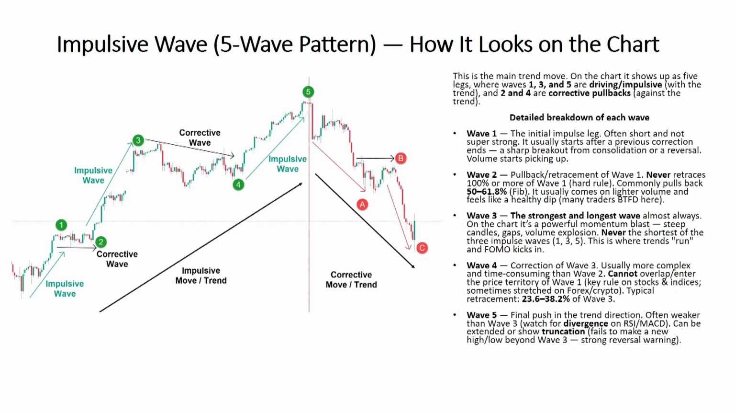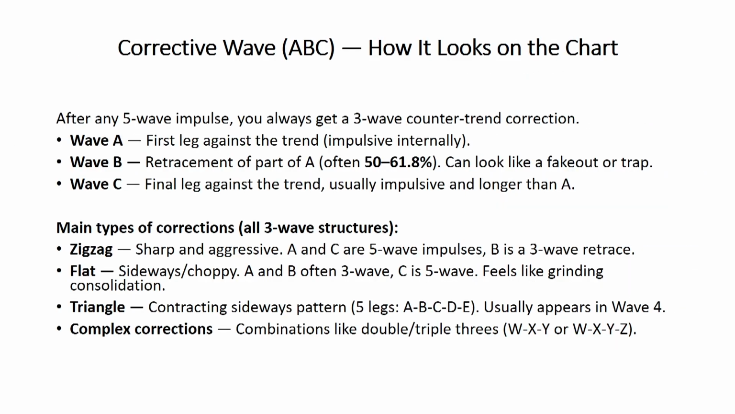Wave 5, the final push in the trend direction, often weaker than wave 3. This is where you start to see divergences on indicators like RSI or MACD. Sometimes it extends and sometimes it fails to make a new high or low, which can be a strong signal of a coming reversal. After any 5 wave move, we always get a correction.